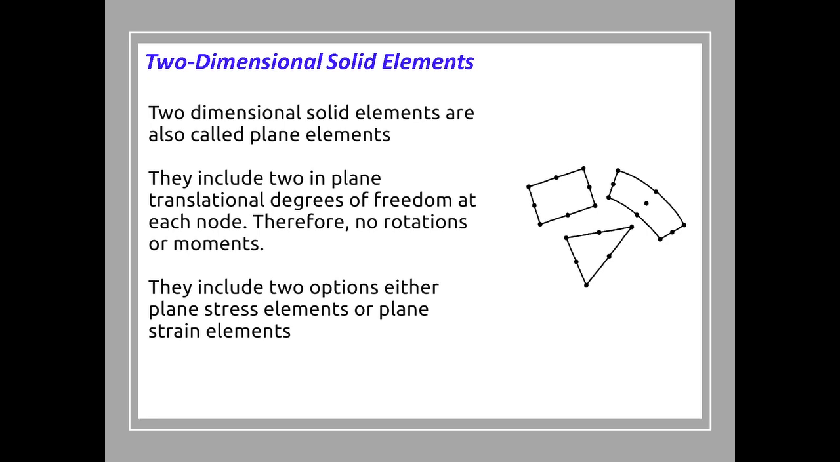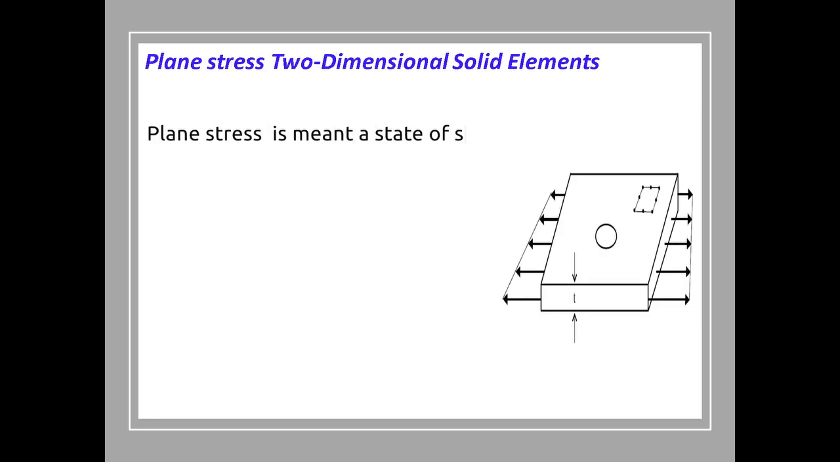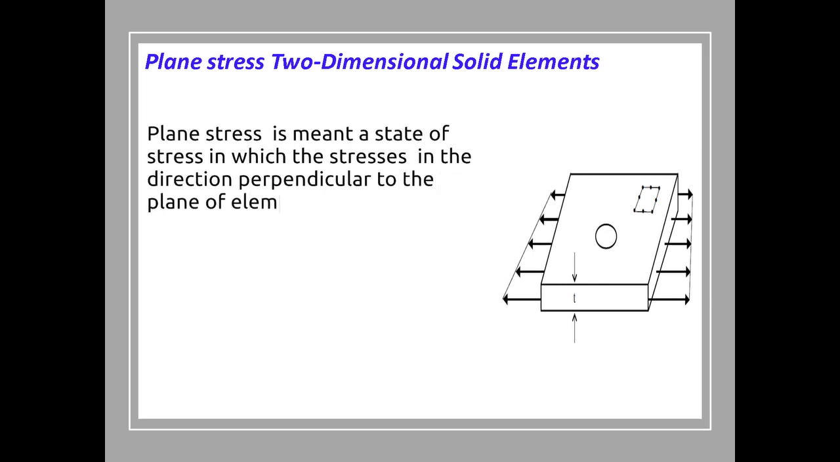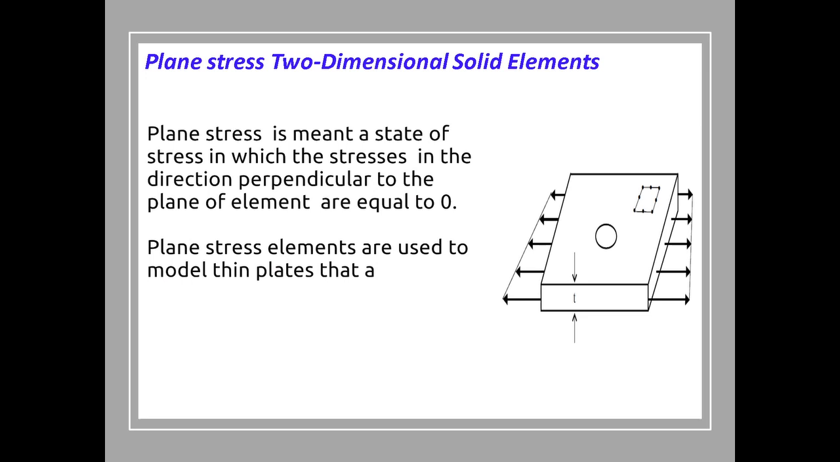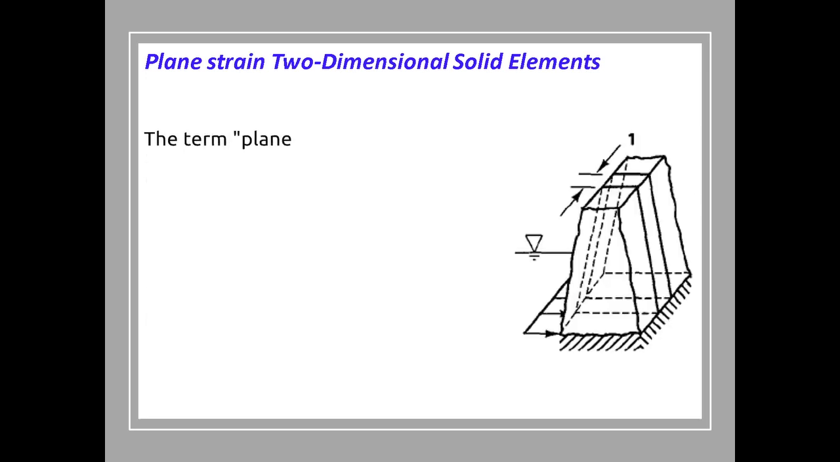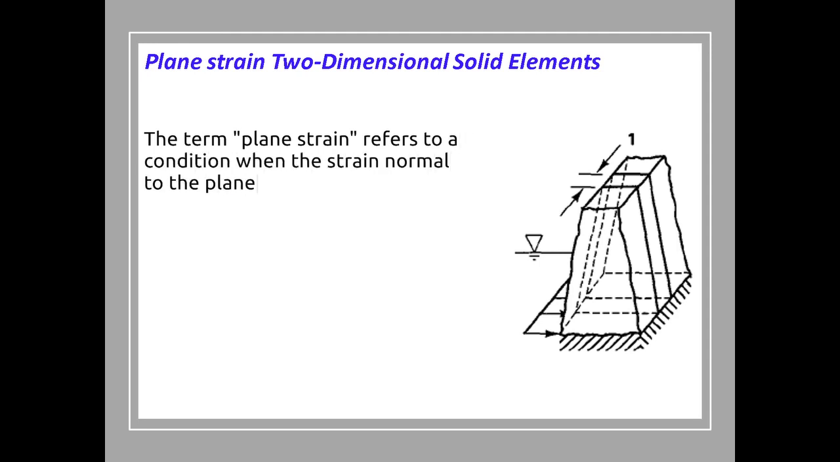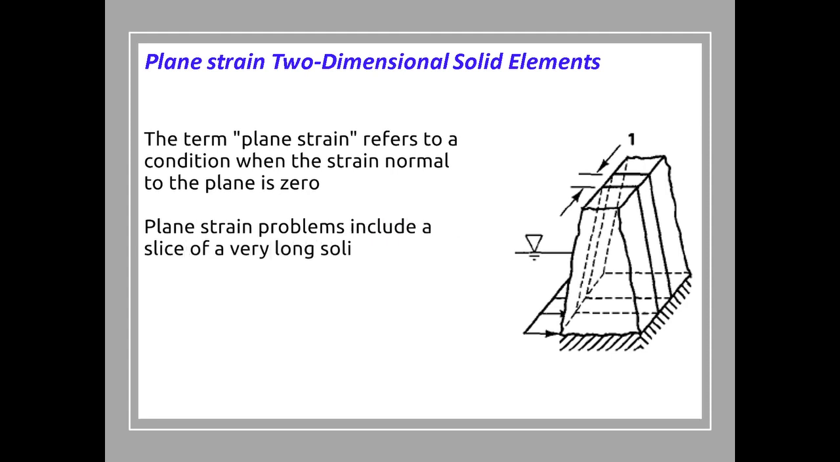Okay, now we would like to distinguish between plane stress and plane strain solid elements. Plane stress means a state of stress in which the stresses in the direction perpendicular to the plane of the element are equal to 0. They are used to model thin plates that are free to move in the direction normal to the plane of the plate. The term plane strain refers to a condition when the strain normal to the plane is 0. Plane strain problems include a slice of a very long solid structure such as dams and retaining walls.